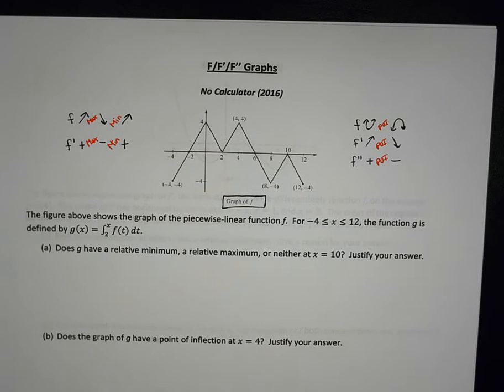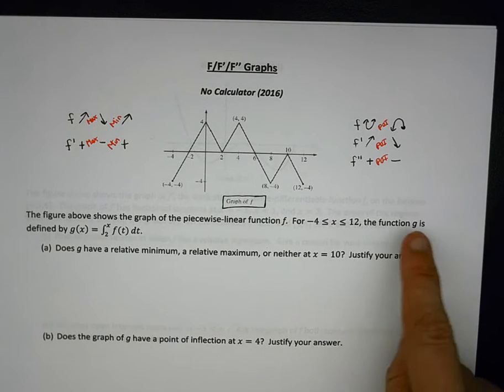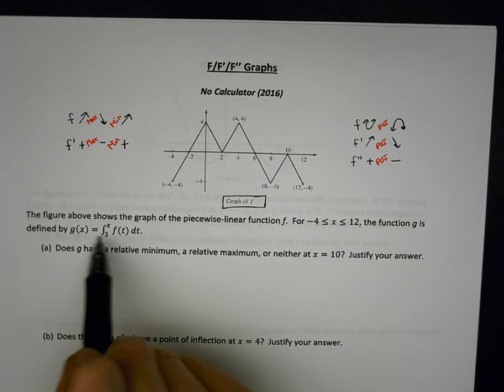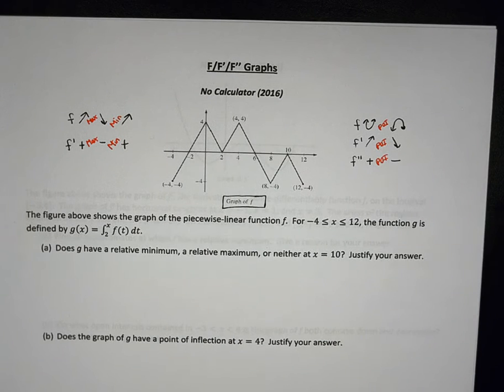The figure above shows the graph of a piecewise linear function F between -4 and 12, and we are told that the function g is defined by g of x equals the integral from 2 to x of f of t dt. We did one of these last week, and we're doing it again today so that I can make a very particular recommendation, and I would highly recommend writing it down into your study notes: the minute you see an integral function like this and you're looking at a graph, take the derivative.